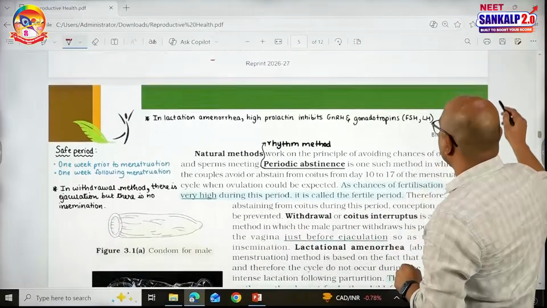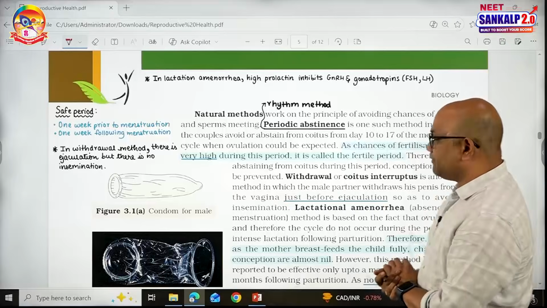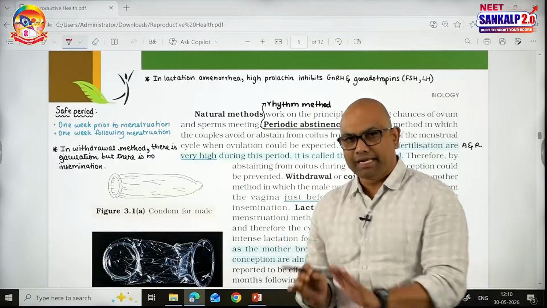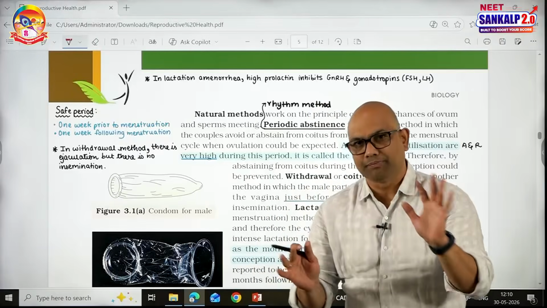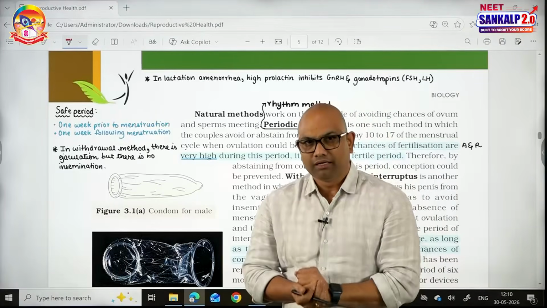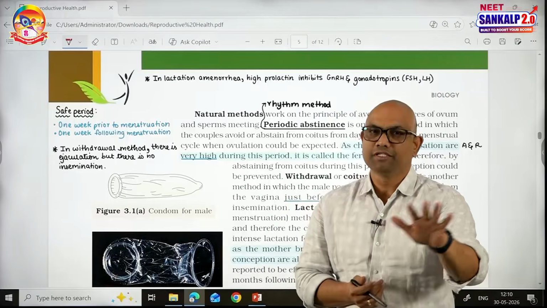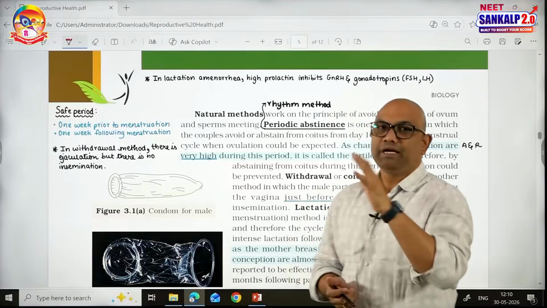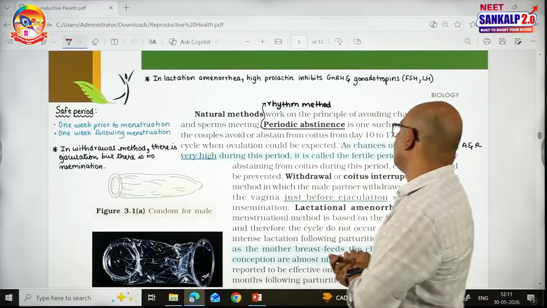Under the natural methods, what is a natural method? A natural method works without using any barriers or chemicals. It simply works based on the principle of avoiding the meeting of the sperm with the ovum, and prevents fertilization. There are different types of natural method. The first one is called periodic abstinence, which is also called the rhythm method.